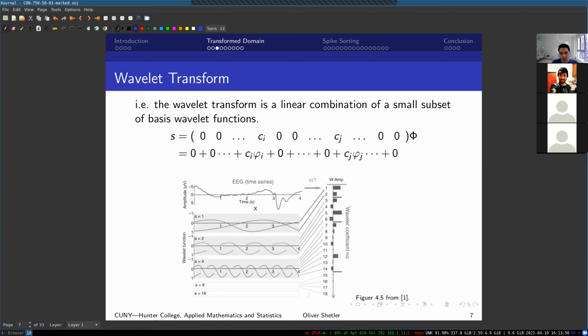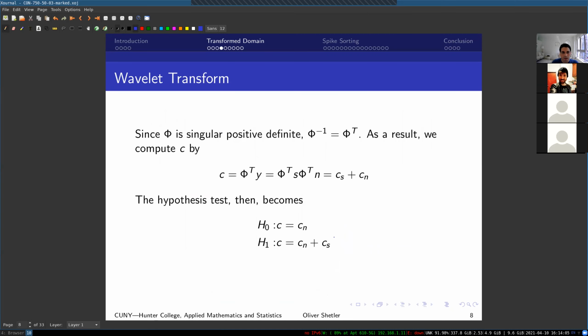So you're going to have some distribution, and you're going to see that a lot of these are very, very near zero, whereas some of these other ones are significant. Like these are definitely coefficients that you would want to retain. And since phi is an orthogonal matrix, its inverse is just equal to its transpose. As a result, we just compute c by phi transpose times y, which is the original signal vector.